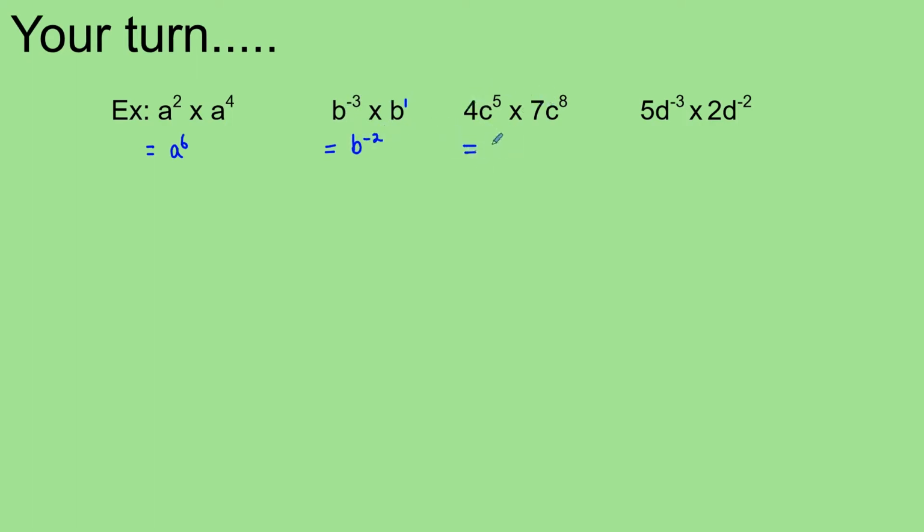Again, onto the numbers here. 4 7's are 28. We don't treat that any differently. c, and then 5 add 8 is 13. So 28c to the power 13. And last example, 5 times 2 is 10. d to the power negative 3 add negative 2 would be negative 5.